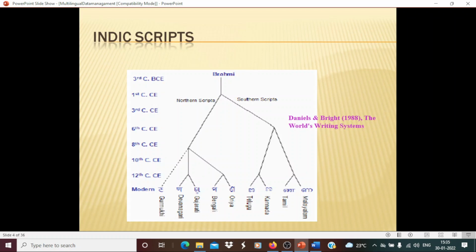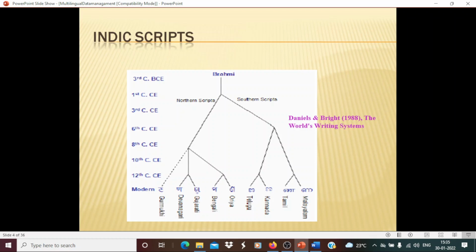But before that, let's have a look at the history. In India, we call it an Indian subcontinent. If you take into account all the countries like Bangladesh, Pakistan, India, Sri Lanka, all together we form a subcontinent. And in this subcontinent, every language, including Urdu in Pakistan or Sinhali in Sri Lanka, originated from one particular script which is called Brahmi script.